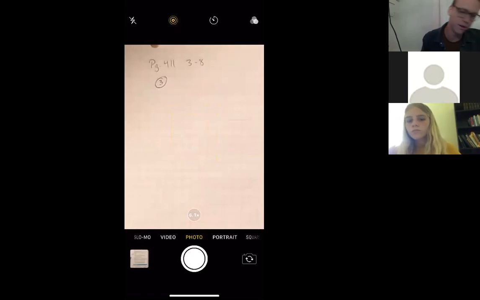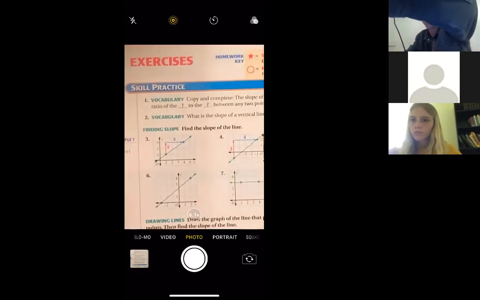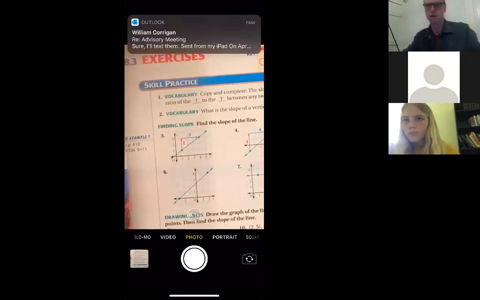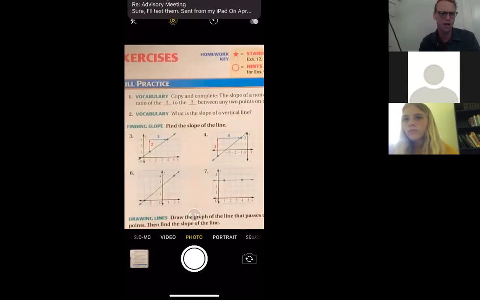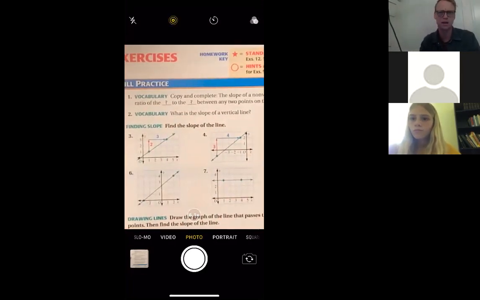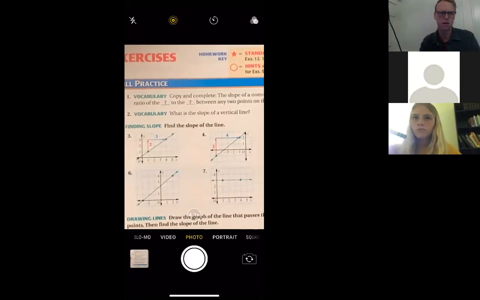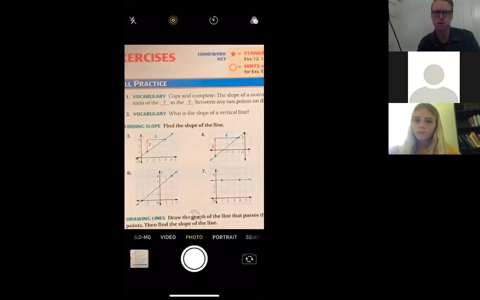So the first one, the numbers 3 through 8, you don't have to graph anything. All we have to do is figure out what the slope is. I happen to have my book right here, so we can take a look at my book at the same time. Let's do it. So first up, number 3. Okay, so who is with me? It's Lacey, Orion. Is that it?